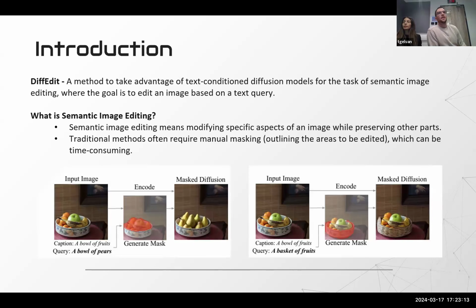In our case, here you can see two examples. We will have an input image, a caption to describe the image, and we will ask for a query. Here, for example, you have a bowl of fruits, and we will try to replace it with a bowl of pears. We will do it by generating a mask for the specific area to be edited, and we will replace just that place while trying to preserve the background in each image. On the right, you can see another example of replacing the bowl with a basket by generating a mask specifically for the place where we have the bowl.